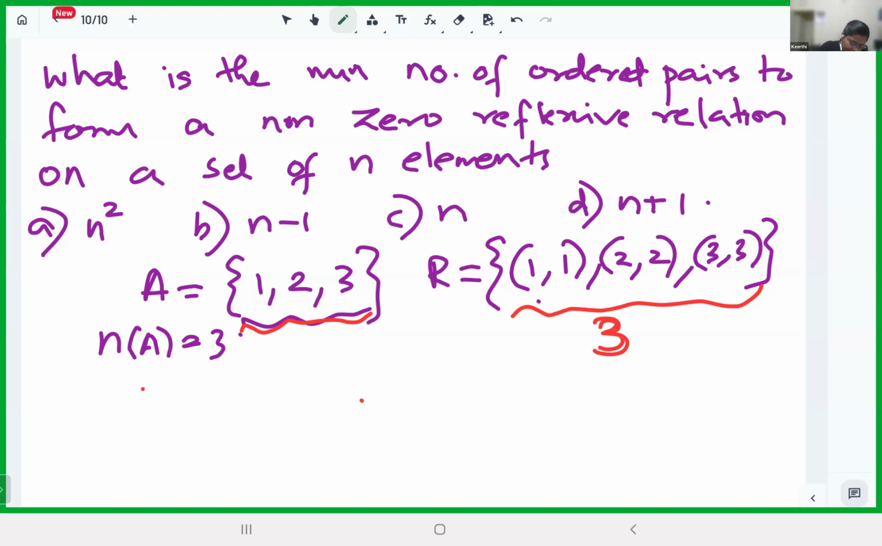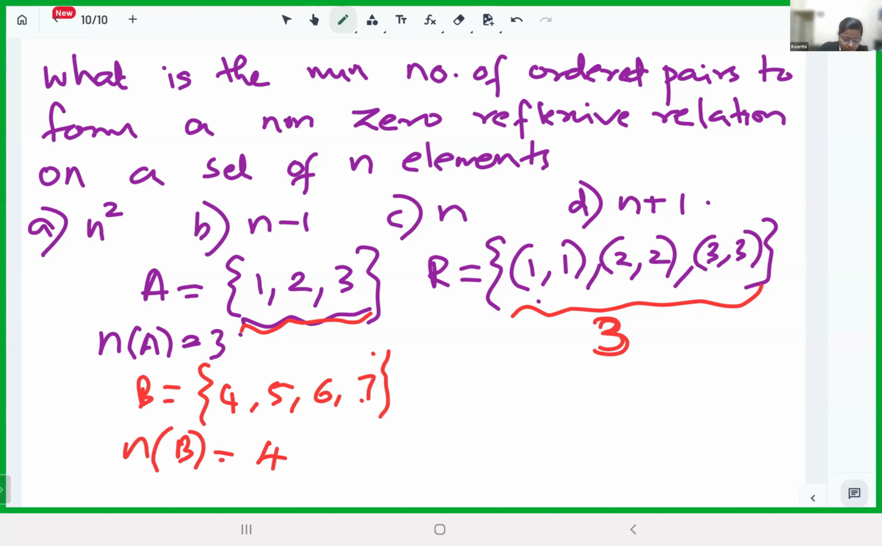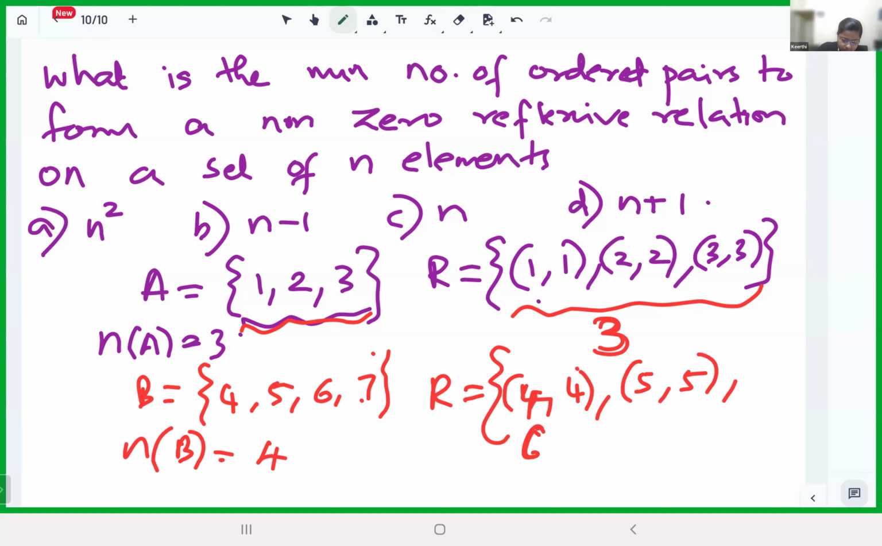So if you take set B is equal to {4, 5, 6, 7}, what is the number of elements in set B? That is nothing but 4. If you are going to define a reflexive relation on B, then it should definitely contain (4,4), (5,5), similarly (6,6), and also (7,7). So here, n(R) is equal to 4. This relation is reflexive, right?